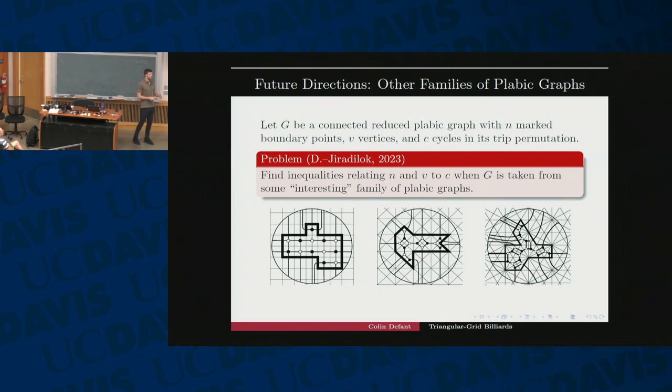So on the previous slide, I said, well, we have these connected reduced Plabic graphs with essential dimension 2, and we get these inequalities relating the number of vertices or the number of marked boundary points to the number of cycles in the trip permutation.